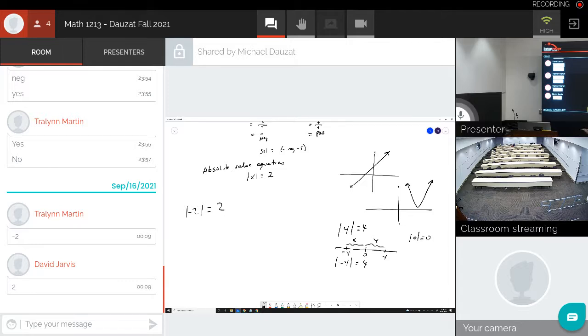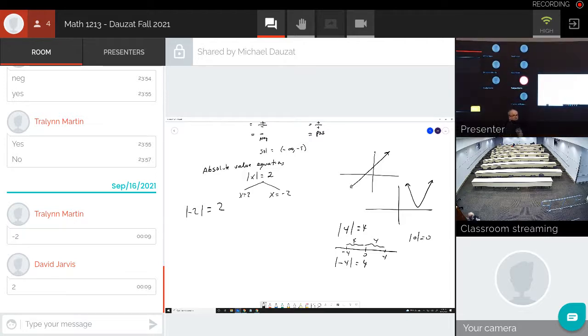So for the absolute value of x equals 2, there are 2 solutions, right? The solutions are x equals 2, and what's the other? x equals negative 2. So there are 2 solutions. You must list both, okay? You must list both. Notice, I want to ask you this.